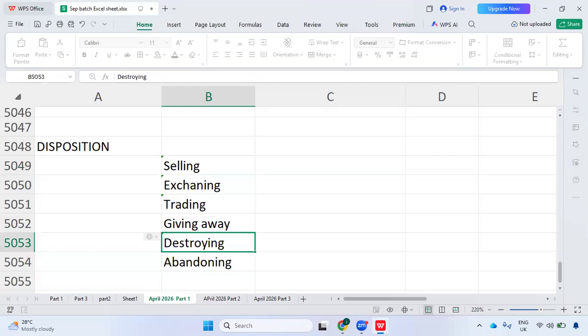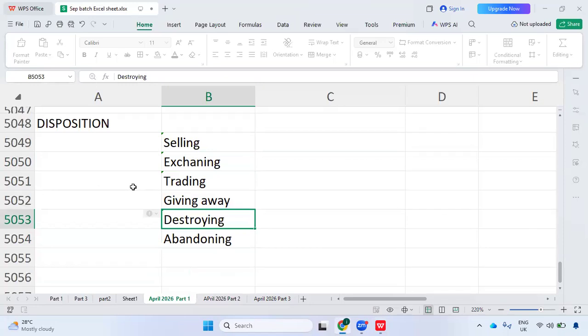If the taxpayer is no longer the owner of the asset, what happens? The taxpayer owned it previously, but now no longer owns the asset. That is nothing but disposition. In disposition cases, it will be subject to income taxes.